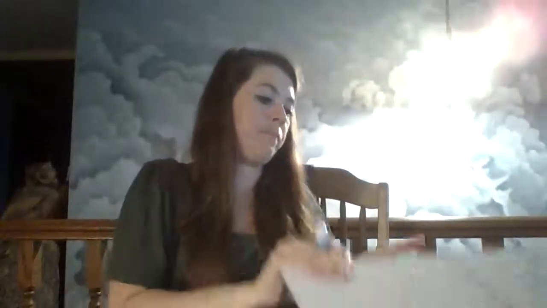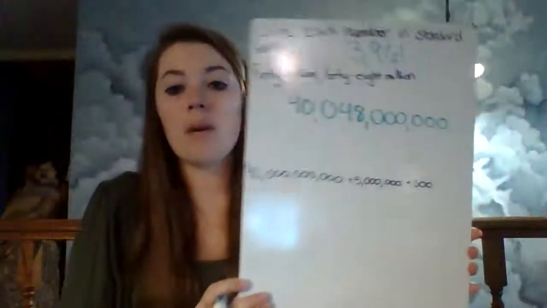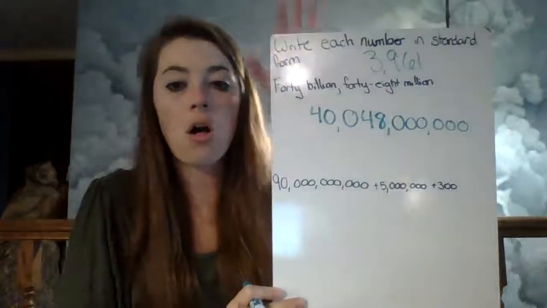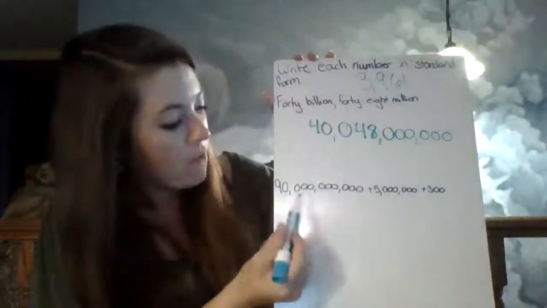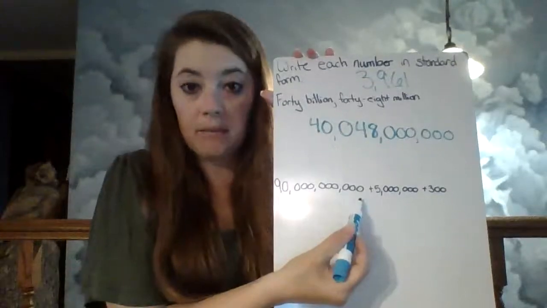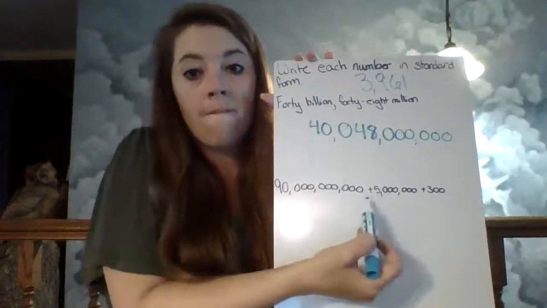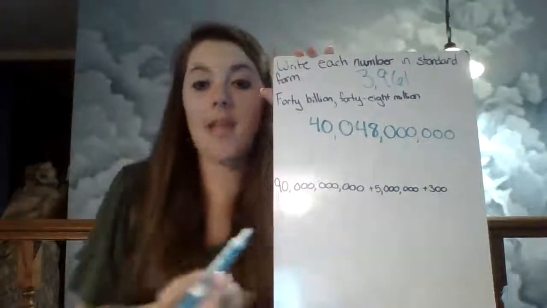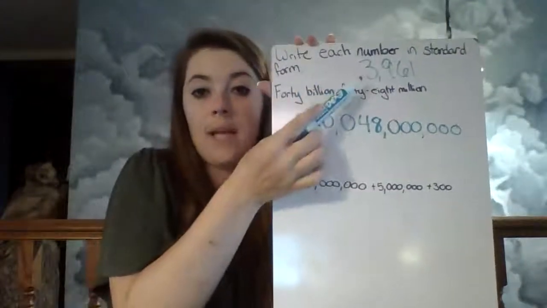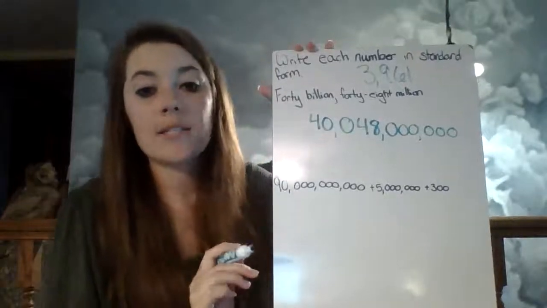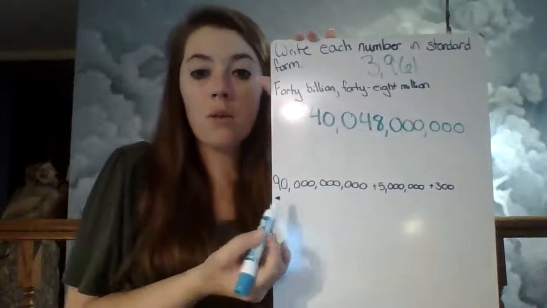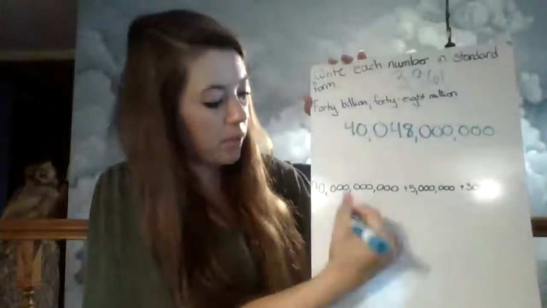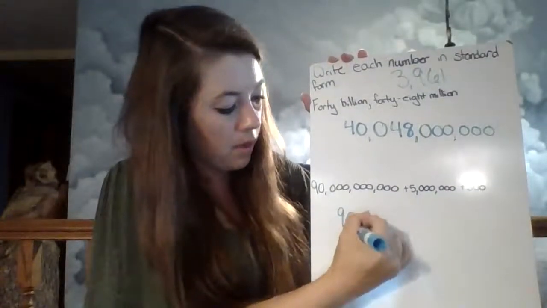All right, now we're gonna look at the expanded form. So remember, expanded form is going to be all spaced out. So we've got 90 billion, 5 million, and 300. So these are all being added together. So the goal is to get a number like this, 3,961. So we start with the 90 billion. So we're going to start 90, comma.